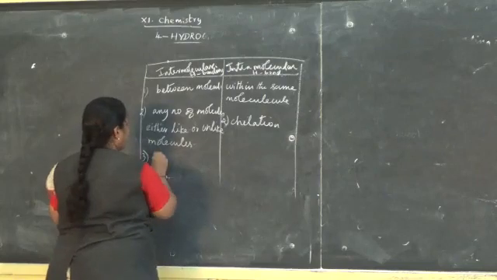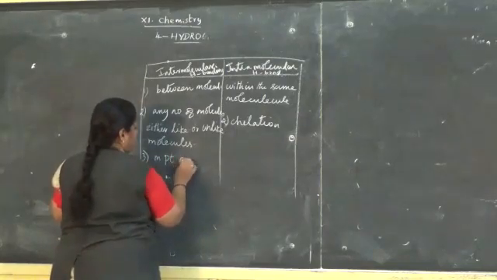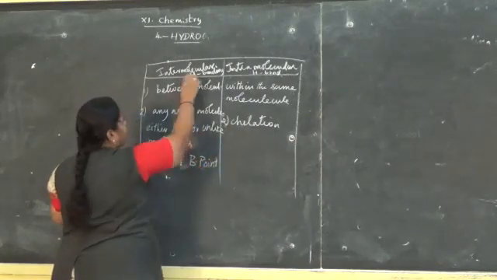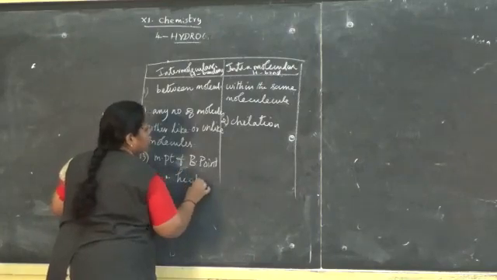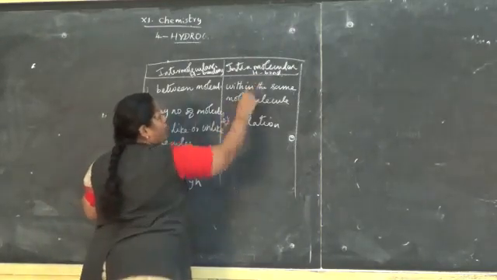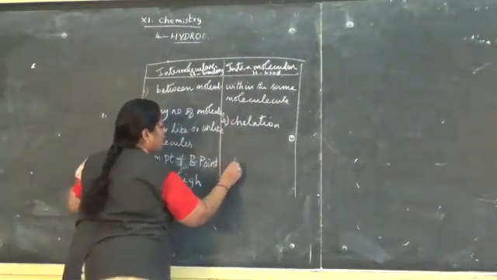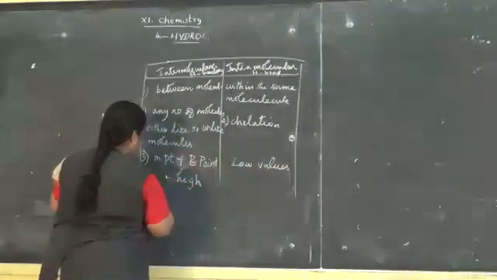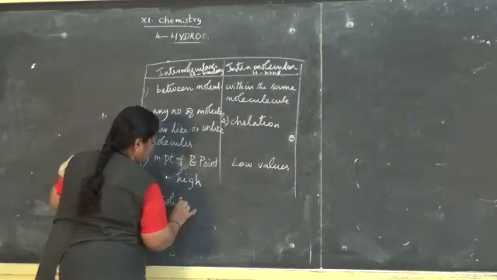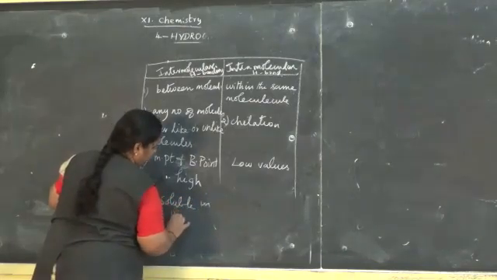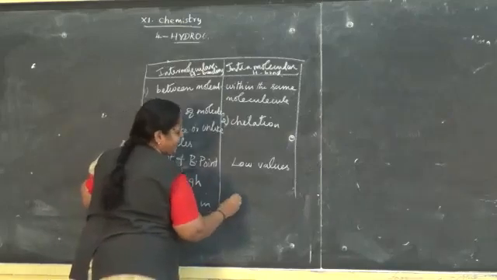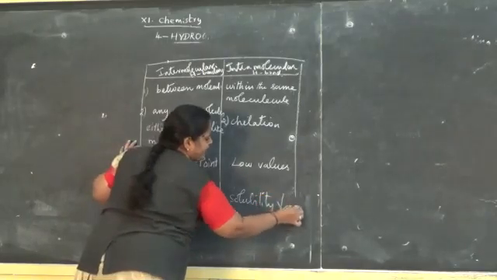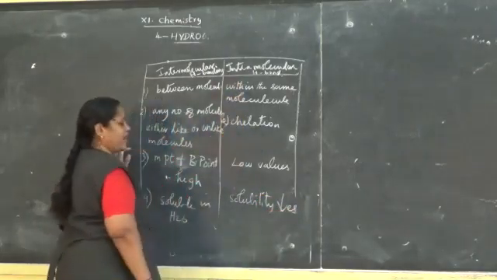Important point is the melting point and boiling point of intermolecular hydrogen bonded molecules are high. Usually the melting point and boiling point of intramolecular hydrogen bond formed molecules are low values. Intermolecular ones are readily soluble in water. Solubility decreases in intramolecular hydrogen bond.